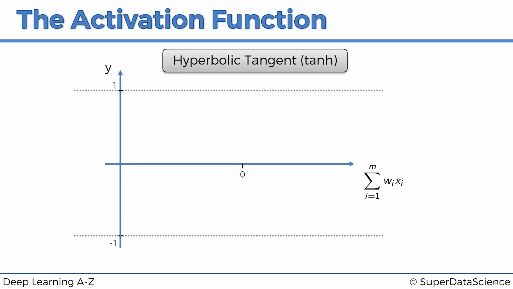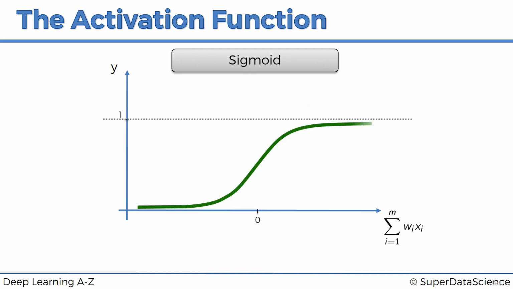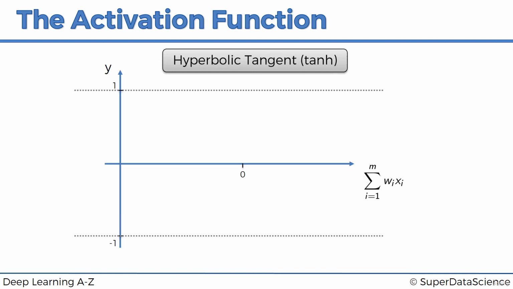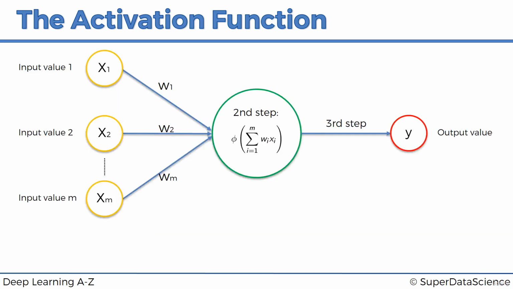So just to quickly recap, we have the threshold activation function, which looks like this, the sigmoid activation function, which looks like this, the rectifier function, and the hyperbolic tangent function. And now to finish off this tutorial, let's quickly do a few exercises. So we'll just do two quick exercises to help that knowledge sink in.